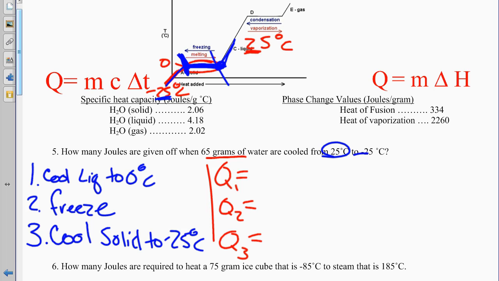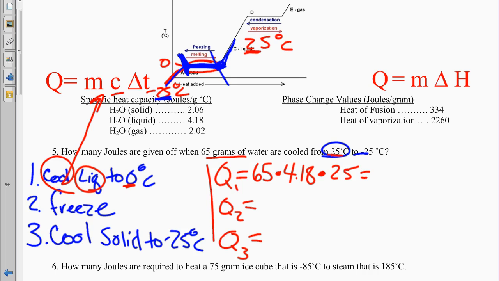So what we're going to do here, our Q1, we are cooling, so that means we're over here. So I'm going to do my M, which is 65, times C, and we are a liquid, so that's our good old 4.18. And then how many degrees? We're at 25 and we're trying to get to 0, so we're going to go 25 degrees. When you multiply those, you get 6792.5 joules.